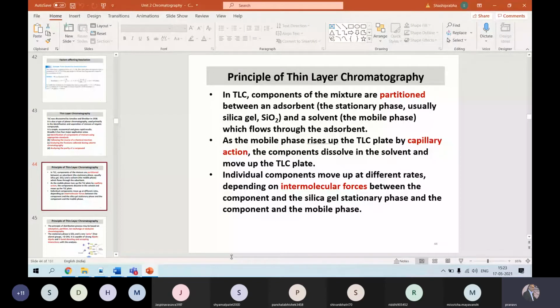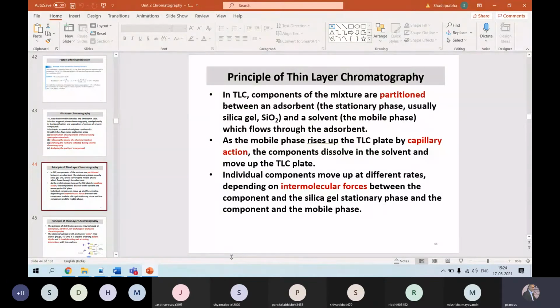Mobile phase, as you know, can be anything, but it should be a single phase. So it can be aqueous, it can be organic, it can be aqueous organic, it can take in small amounts of acid, acetic acid, it can take small amounts of alkali, ammonia as well. So there is a wide choice of mobile phase available with TLC, but you have restriction in the use of the stationary phase, which is silica.